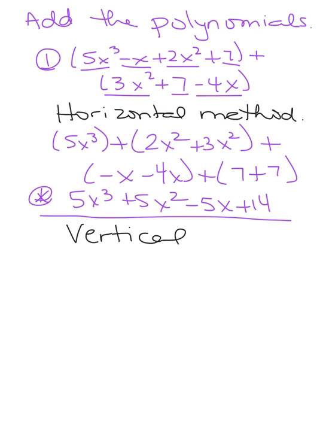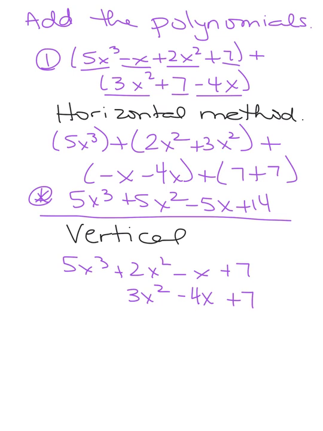Now we'll do the same problem using the vertical method. So what I'm going to do is I'm going to rewrite each polynomial again in standard form. So the first one is 5x to the 3rd plus 2x squared minus x plus 7. Now when I rewrite the second polynomial, I'm going to line it up in columns with like terms. It just makes it a lot easier when I go to add. So first I have 3x to the 2nd, which is going to go right underneath the 2x to the 2nd. Then I have my constant 7, so I'm going to put that over here again underneath my other constant. And then I have negative 4x to the 1st. I'm going to put that underneath that negative x, which is also to the 1st power.